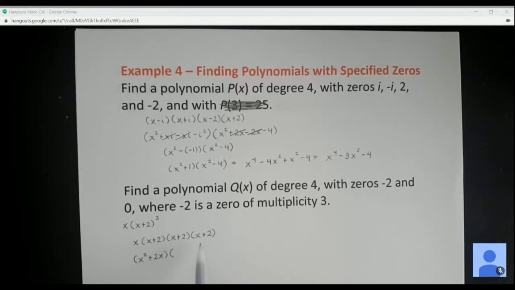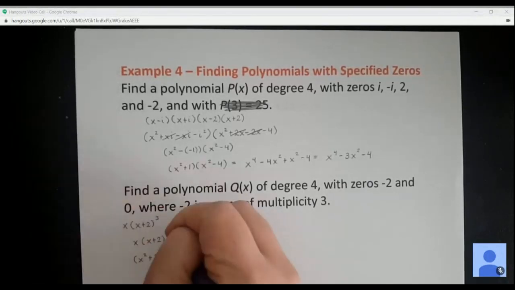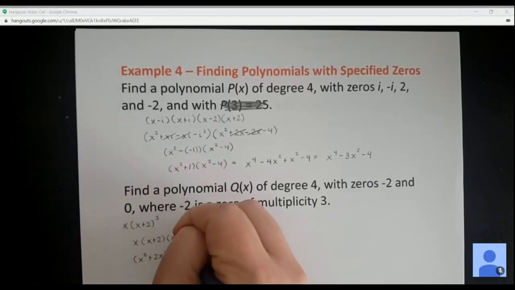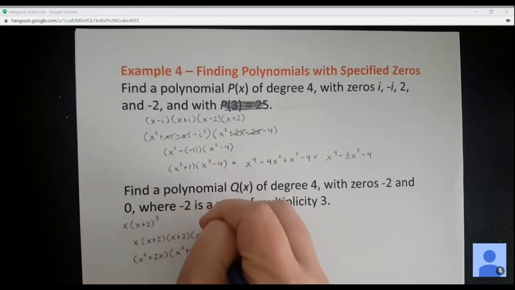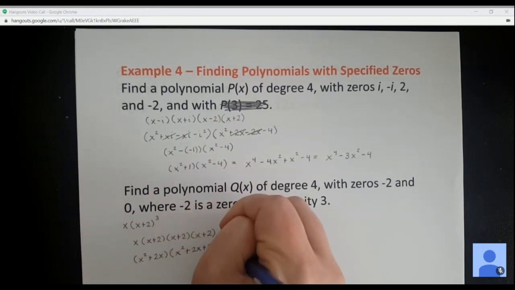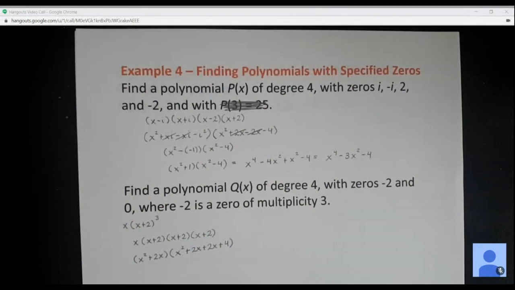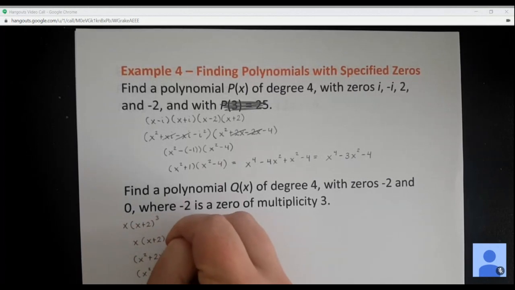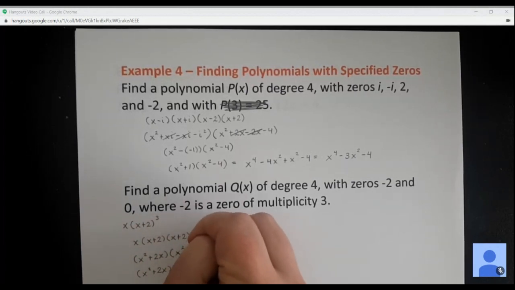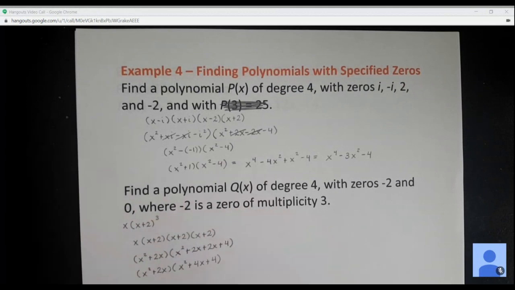And then I'm going to go ahead and multiply these two down here together. So that's going to be x squared plus 2x plus 2x plus 4. And at that point, I can go ahead and combine my like terms in the second set. So we've got x squared plus 2x times x squared plus 4x plus 4.